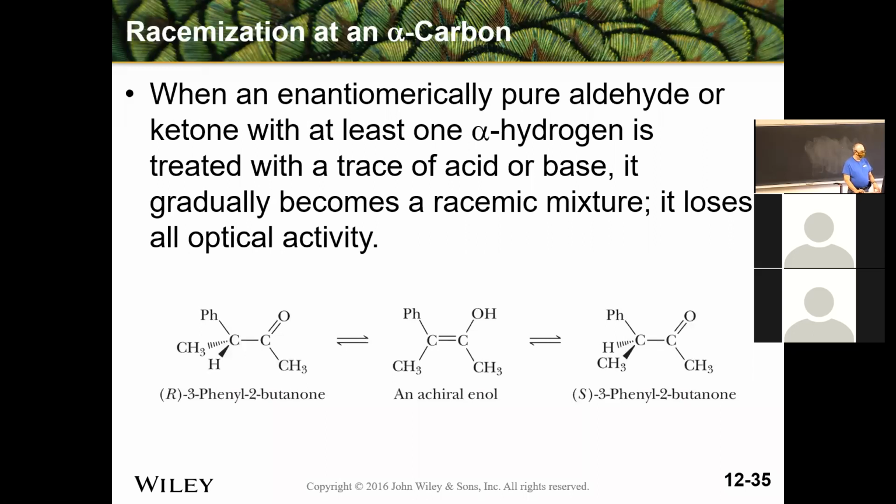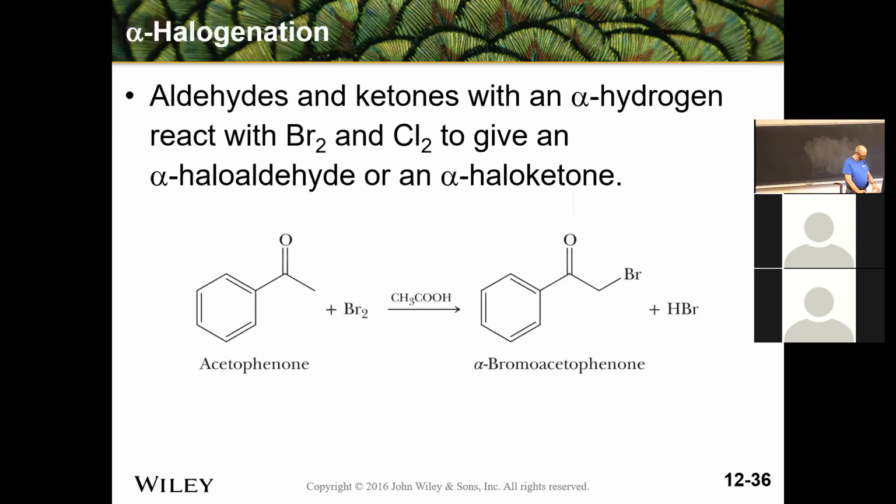Because of keto-enol tautomerism, if there's a chiral center with a hydrogen adjacent to an aldehyde or ketone, we can have racemization that takes place with just a little bit of acid catalyst. This could lose its optical activity as half of it is converted to the other enantiomer.